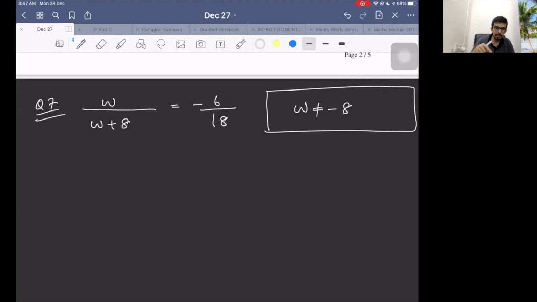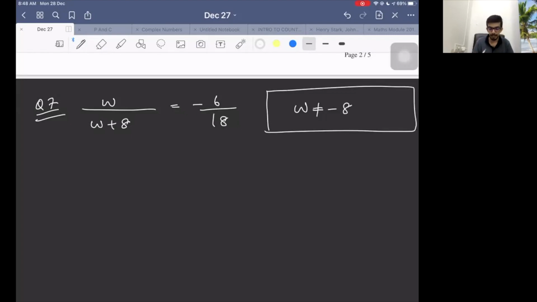Before cross multiplication, this is not a linear equation. This is an equation which can be converted to a linear equation.